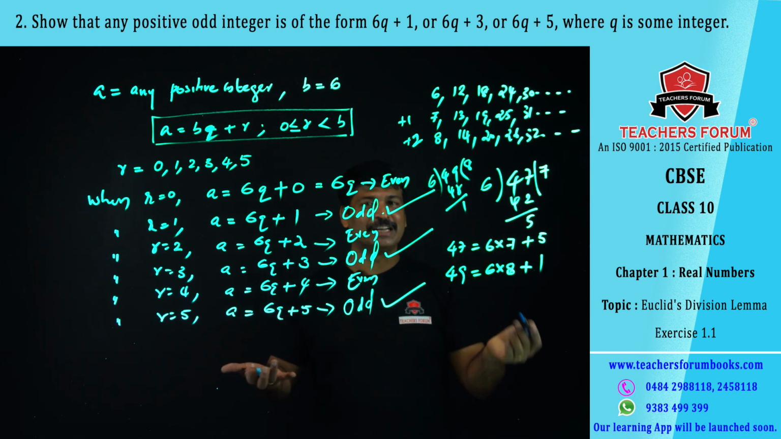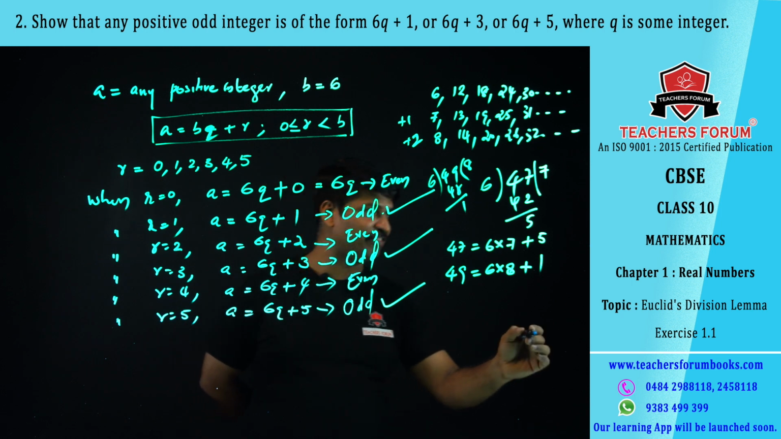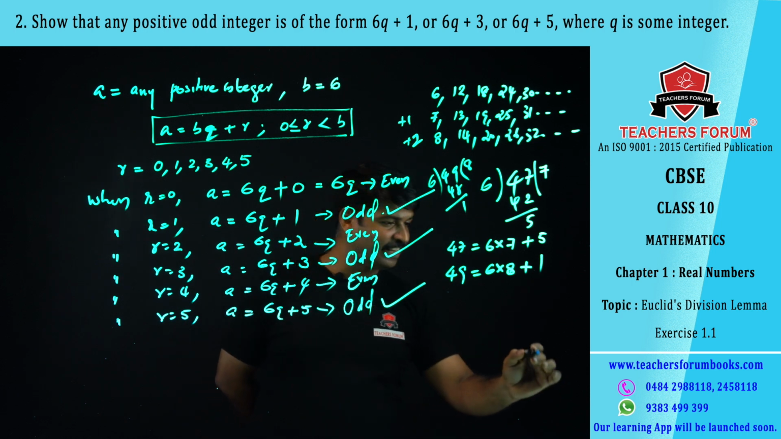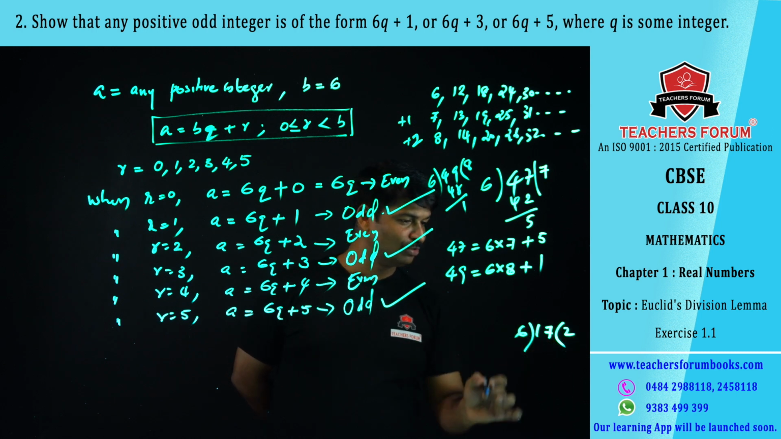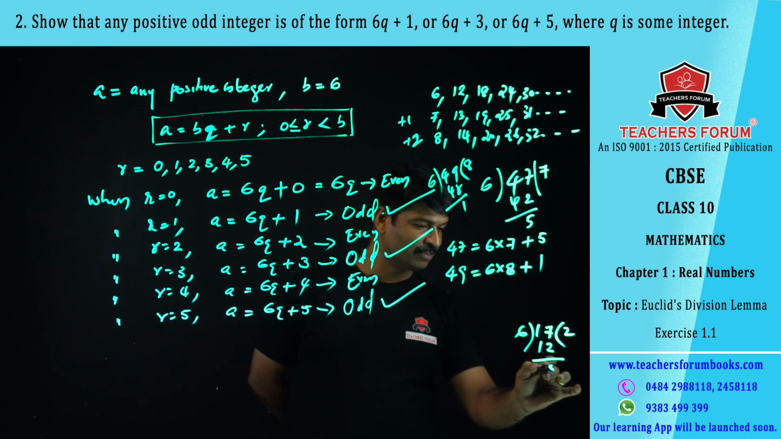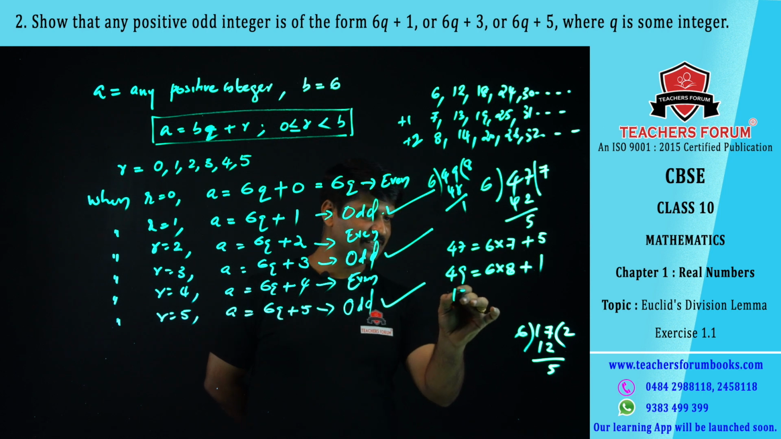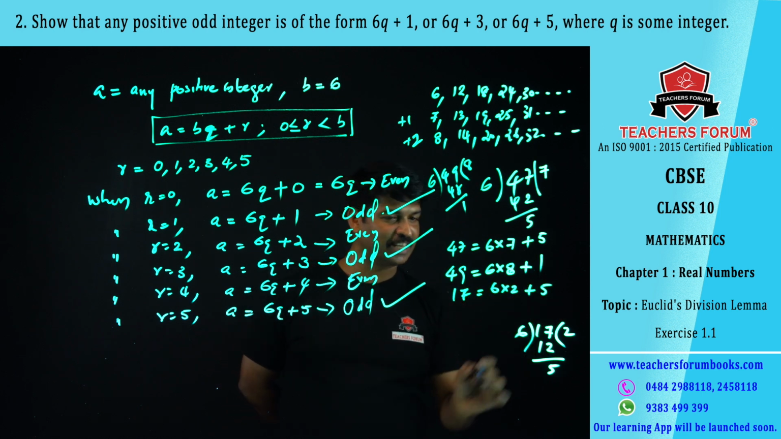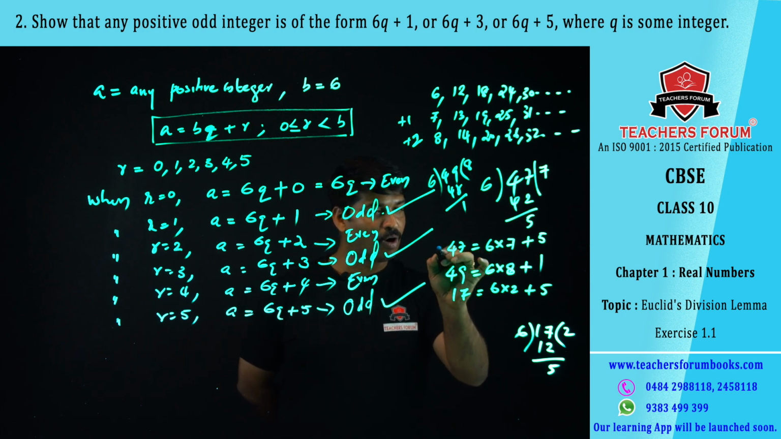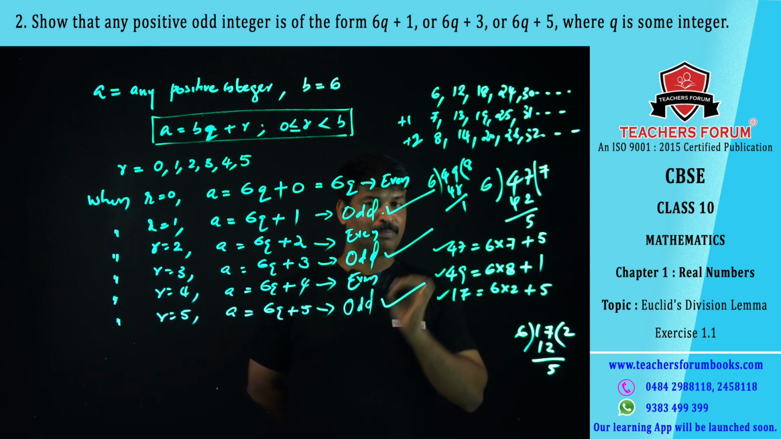You take another number, any number, 17. Let us take 17 as the next example. Now let us divide 17 by 6. What will you be getting? 2 sixes are 12. You will be getting 5 as remainder. So, 17 is equal to 6 into 2 plus 5. You see, these are all odd positive integers.